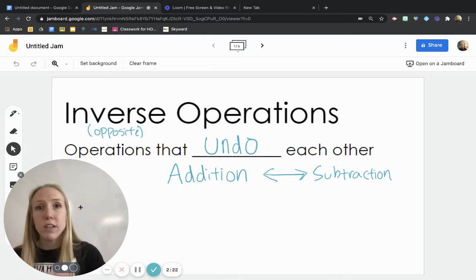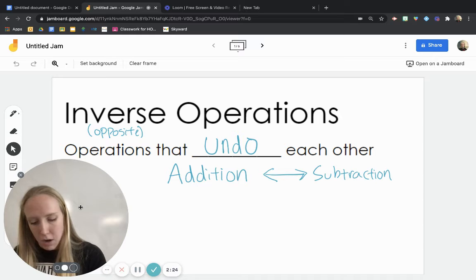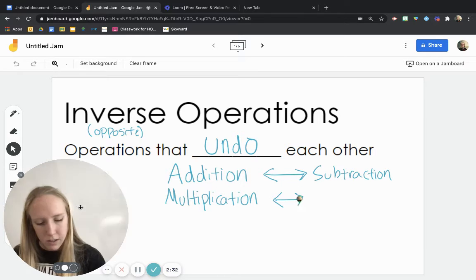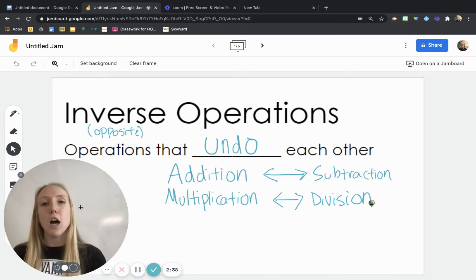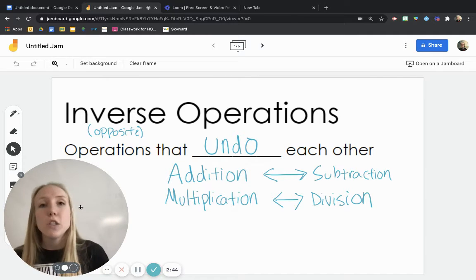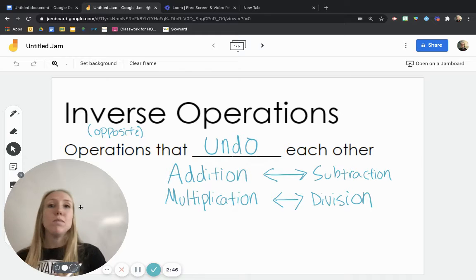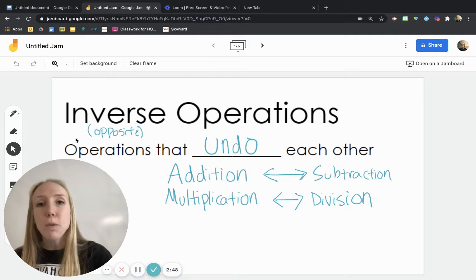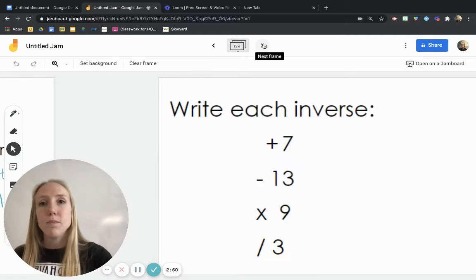The other pair of inverse operations are multiplication and division. Those operations undo each other. If you want to undo something that's added, you got to subtract it. If you want to undo something that's divided, you've got to multiply it. Okay, super important for what we're doing today.